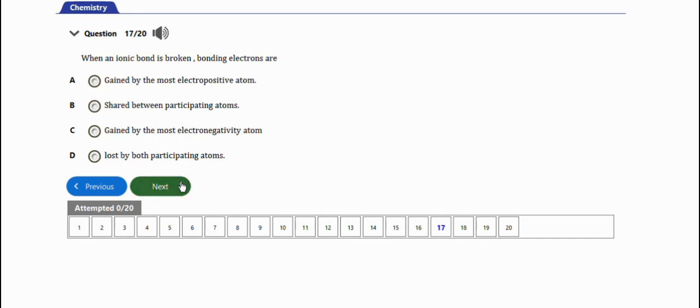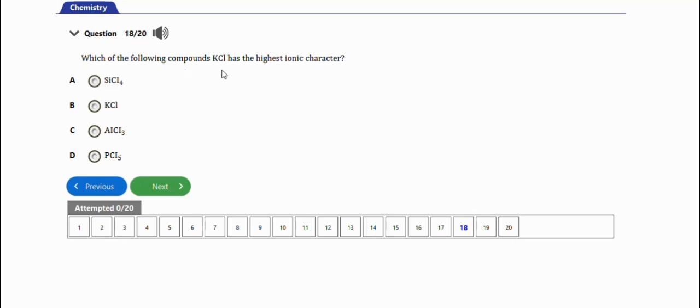The next subject question will be this one. It says which of the following compounds has the highest ionic character? Okay, this potassium chloride has a high ionic character. So the right answer is option B. Potassium chloride has the highest ionic character of the compounds here.